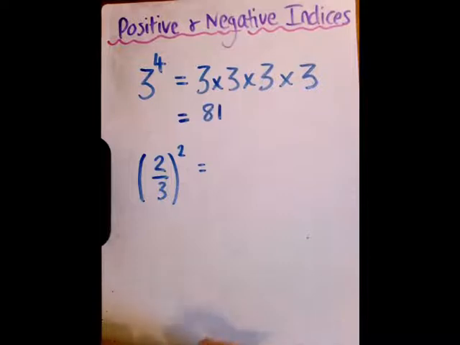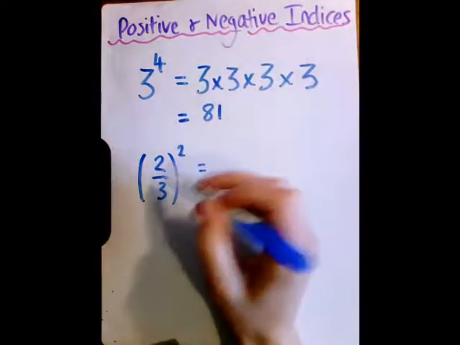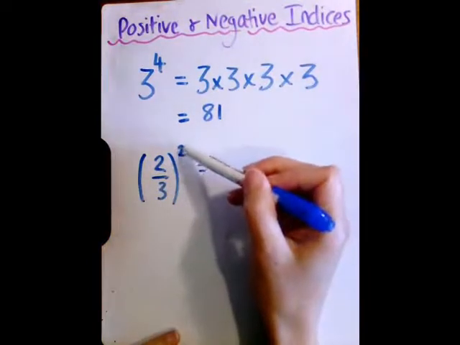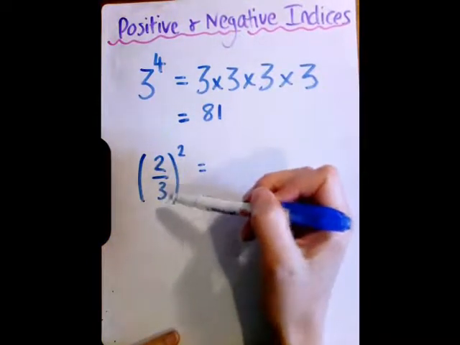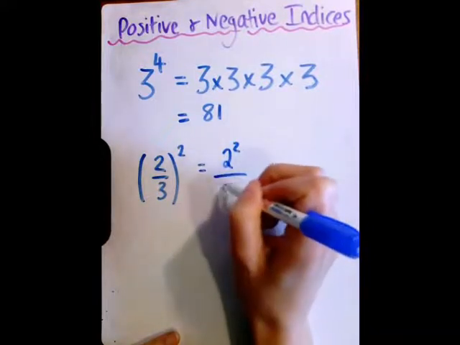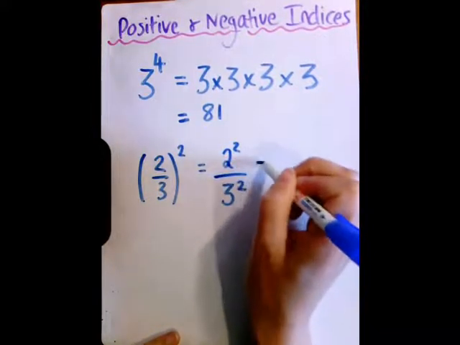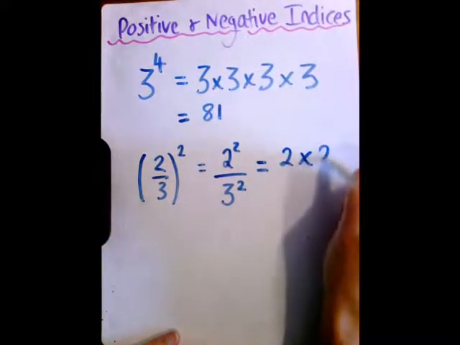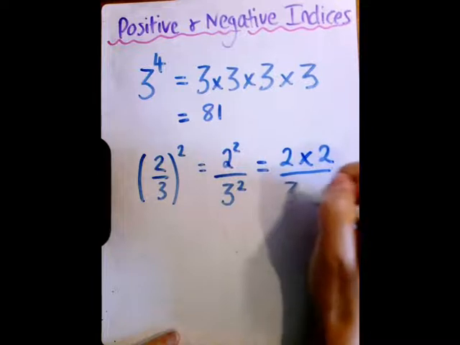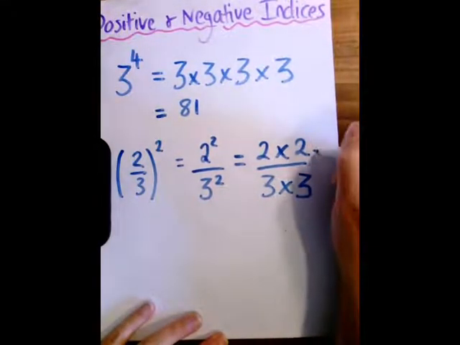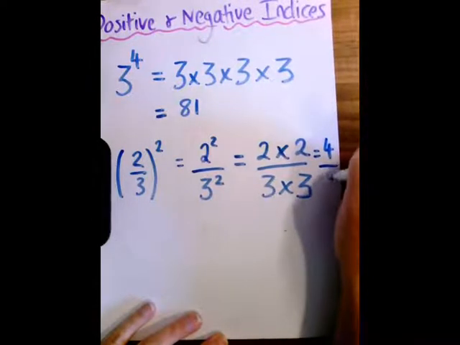What you need to remember with the positive powers, the fractions of positive powers, is that you must do the power to both parts of the fraction. So this actually means you do 2 to the power of 2 divided by 3 to the power of 2. And 2 squared is 2 times 2. 3 squared is 3 times 3. Remember, it's always times itself. So this would equal 4/9.